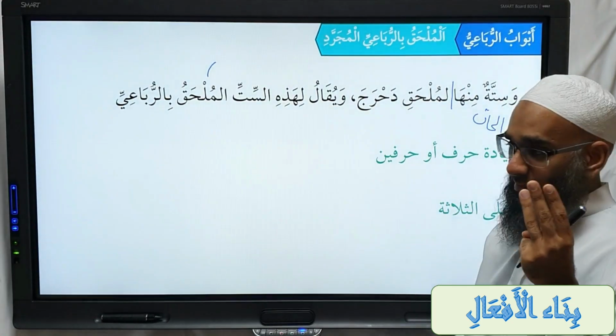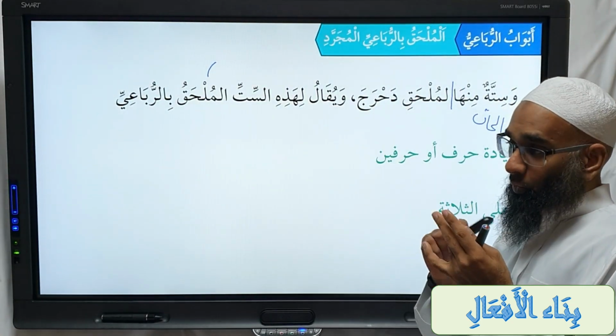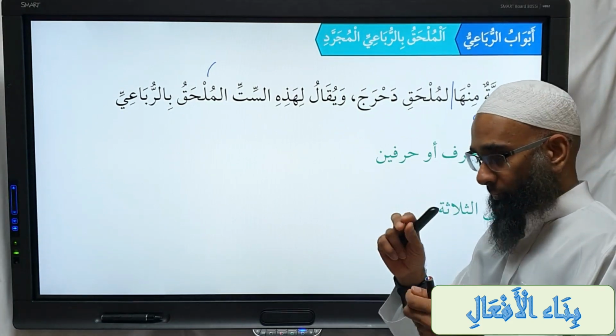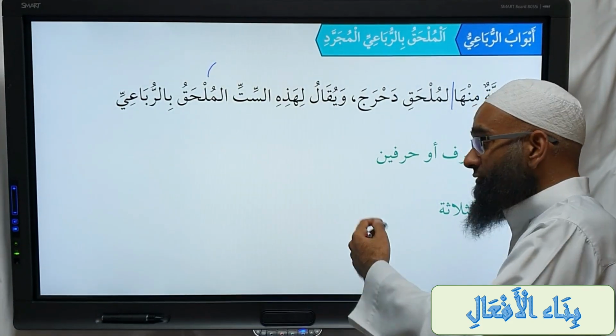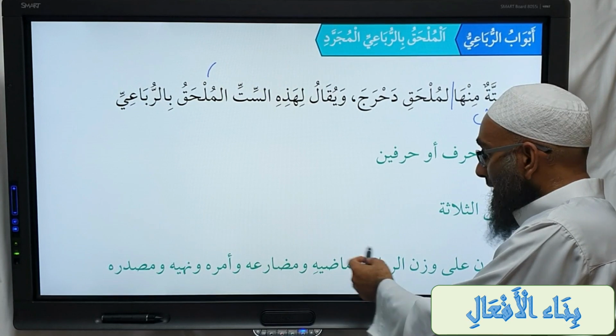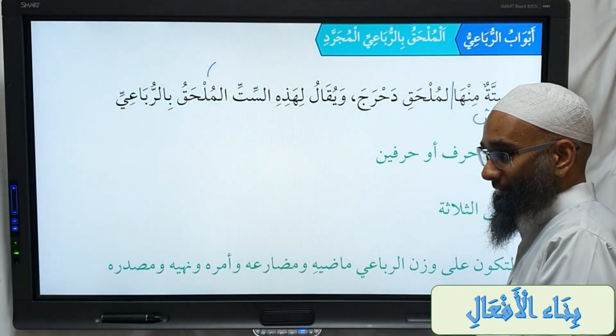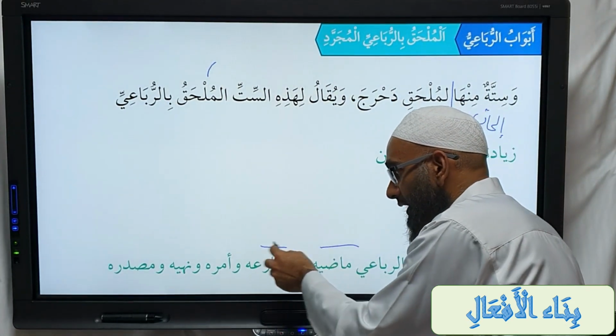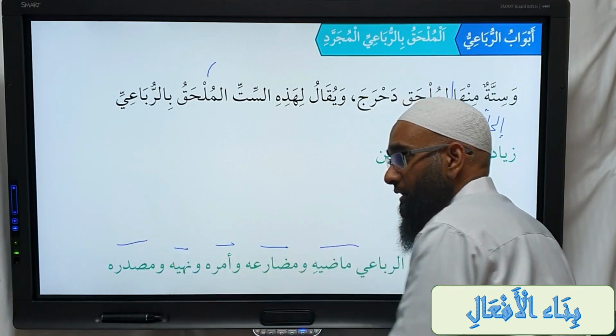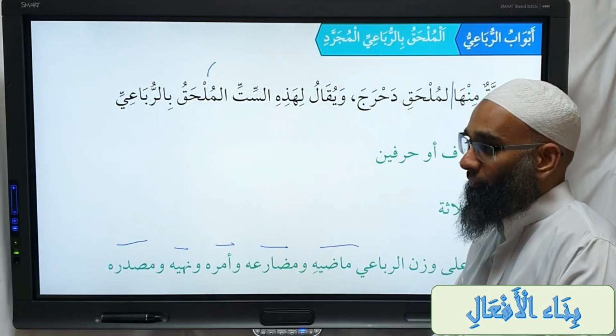So you have 3 root letters. What do you add? 1 or 2 more. And then as a result, they come onto the pattern of ruba'i. The madhi, the mudari, the amr, the nahi, and the masdar. All of them come onto the pattern of ruba'i.